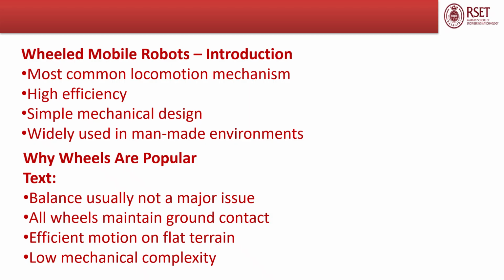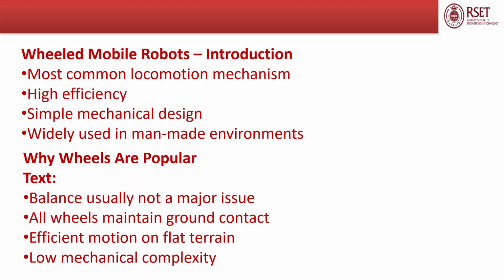They are commonly deployed in structured, human-made environments such as factories, warehouses, and roads. A classic example is autonomous road vehicles such as the NavLab series, which demonstrate the effectiveness of wheel locomotion for long distance navigation. Because of these advantages, wheel robots form the backbone of many real world mobile robotic systems.